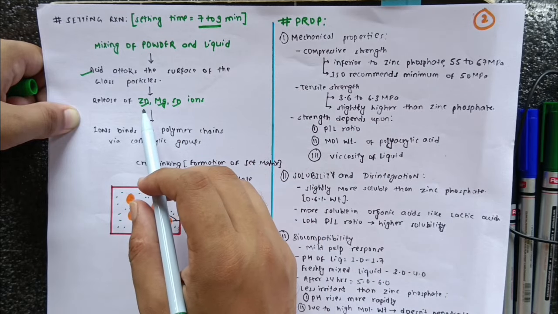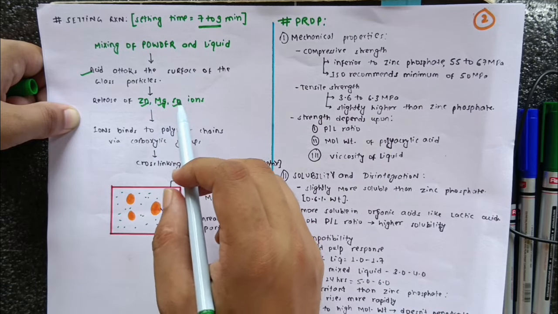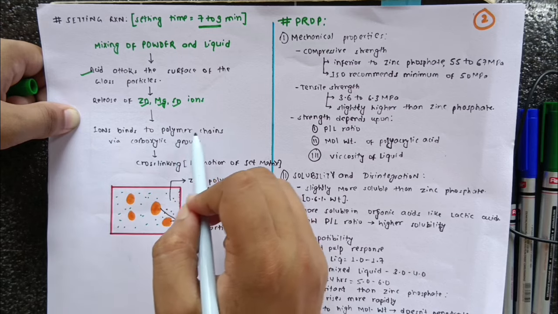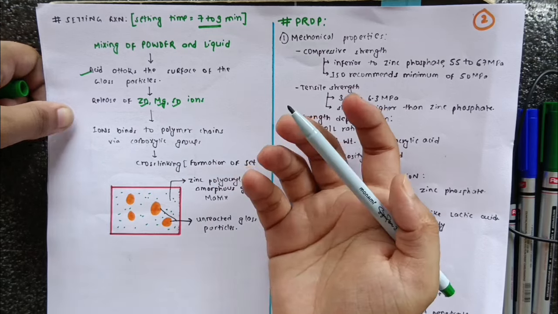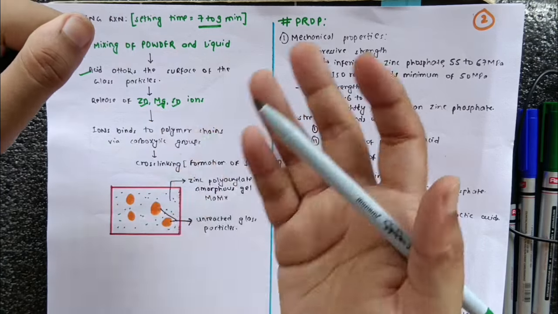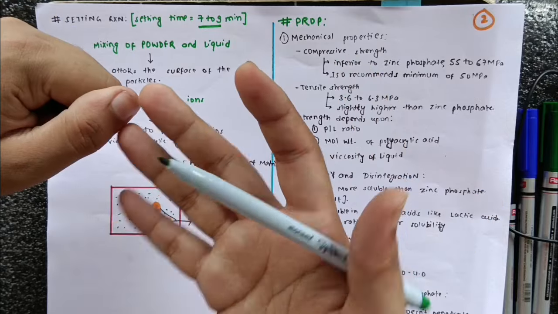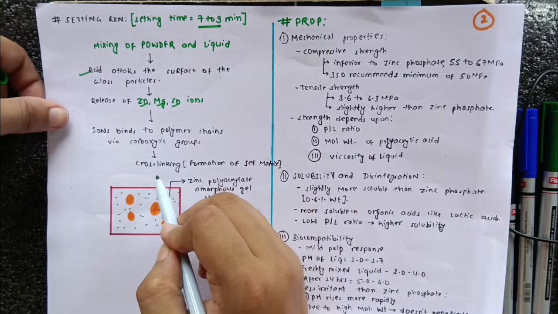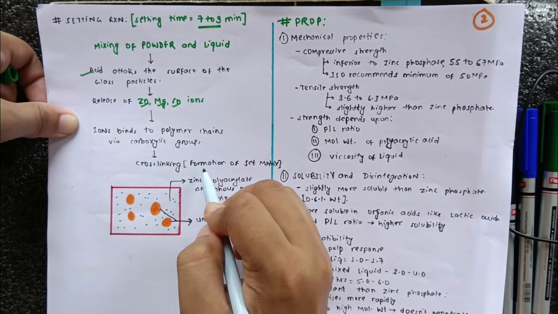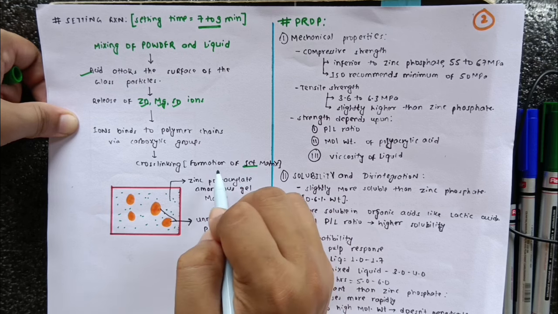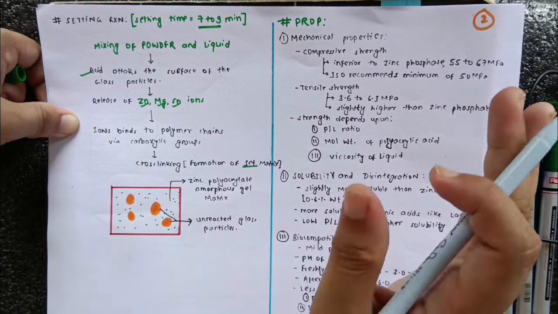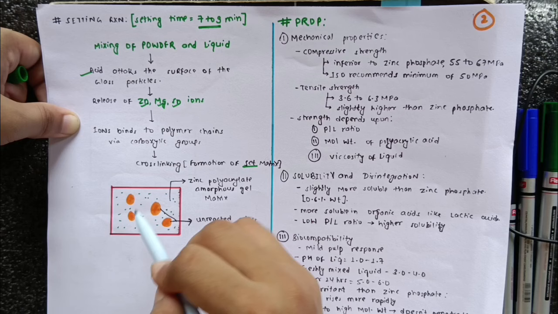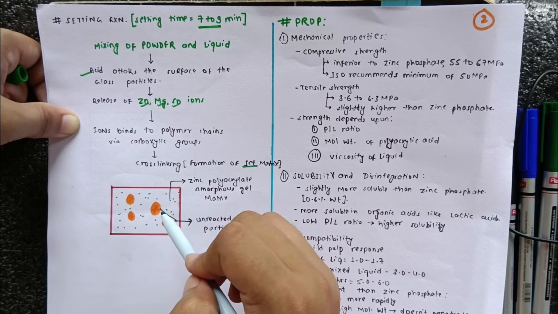Here also, after the release of zinc, magnesium, and tin, they bind with the polymer chains. The polymer chains are present in the liquid, so the ions bind to them and form cross-links, and those cross-links form the set mass. So there is finally a formation of the set mass, a bit similar to that of the GIC. I have drawn the set structure of the zinc polycarboxylate cement.